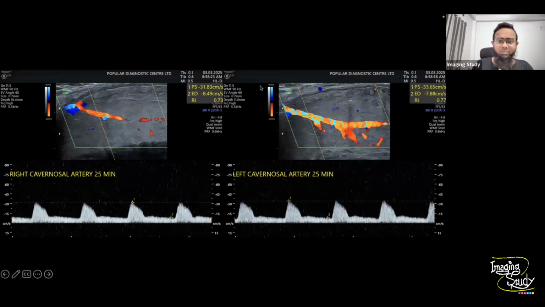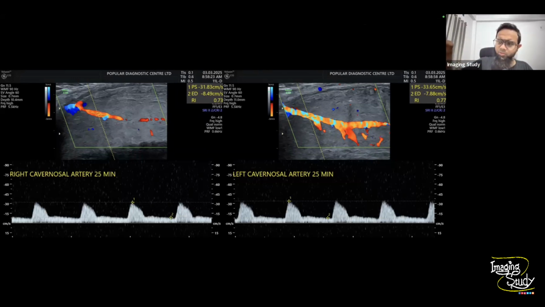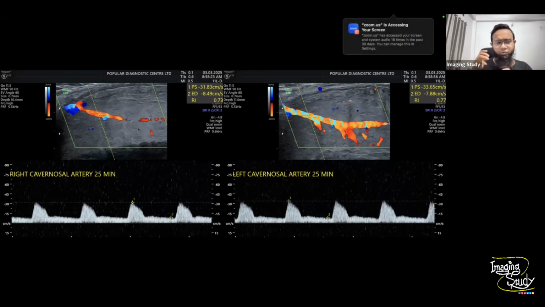But still, we can see the cavernous arteries are supplying 31, 33 centimeter per second of flow, and the diastolic flow is still more than 5 centimeter per second. That means this patient is having a very good flow through the cavernous arteries, but you cannot stop the emissary veins. So you're supplying a very good amount of flow and you're draining all the flow. That's why you cannot hold the blood within the penile part and the penis is not getting rigid. So this is called the venogenic cause of erectile dysfunction.